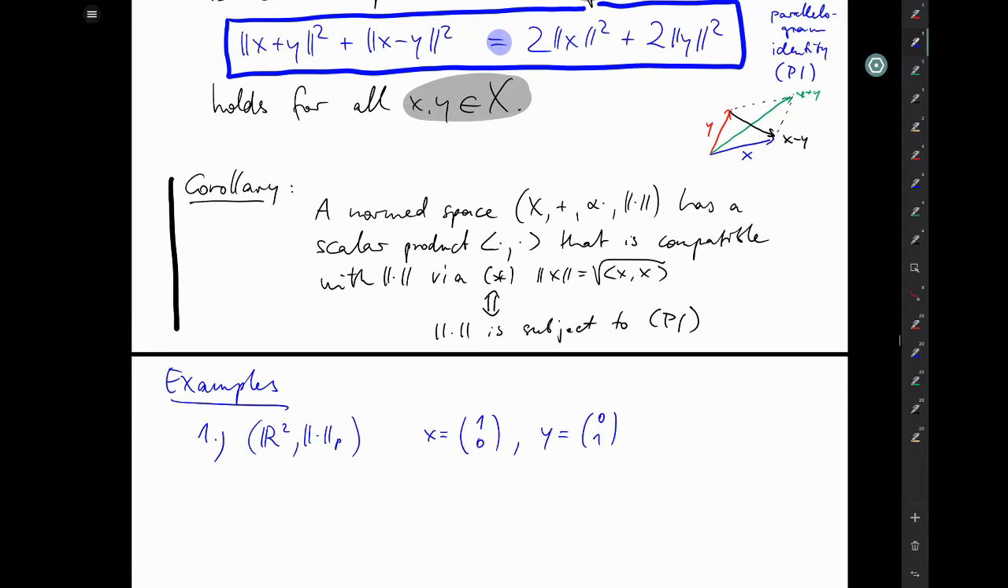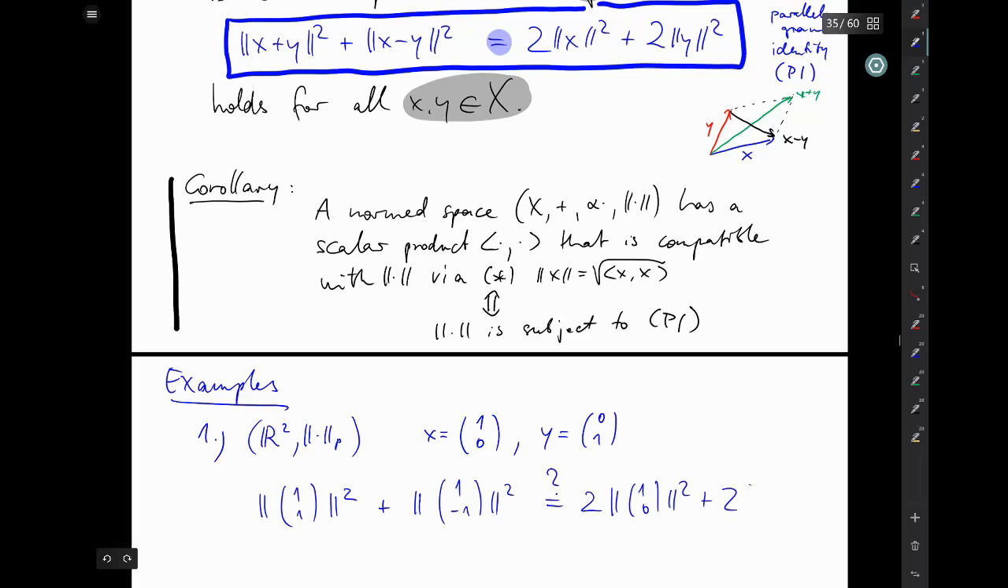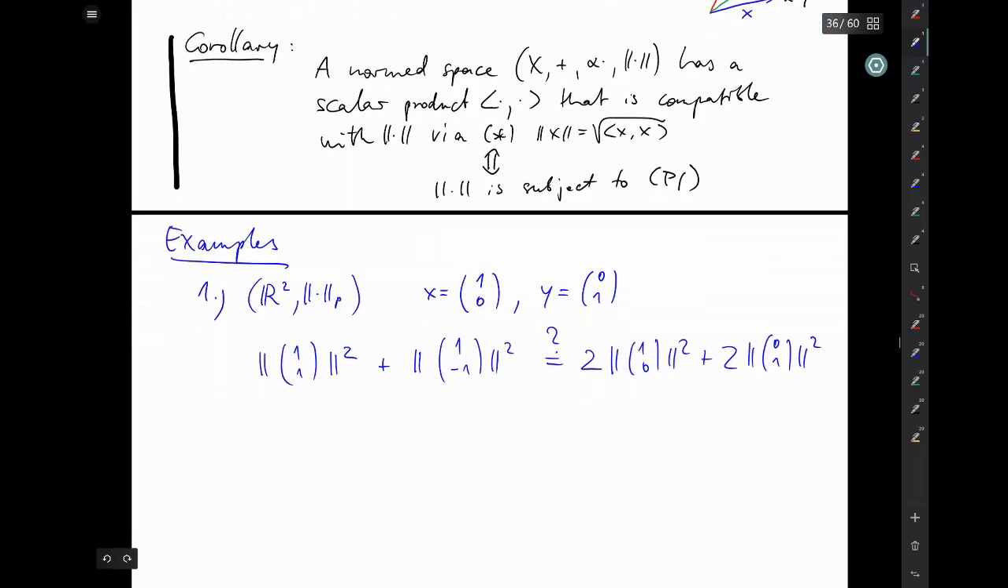Okay, so we need to check whether the norm squared of x plus y, which is 1, 1, together with the norm squared of x minus y, which must be this, is the same as 2 times the norm of x squared and 2 times the norm of y squared. Our norm is the P norm, as you remember. Now I think I can scroll away here.